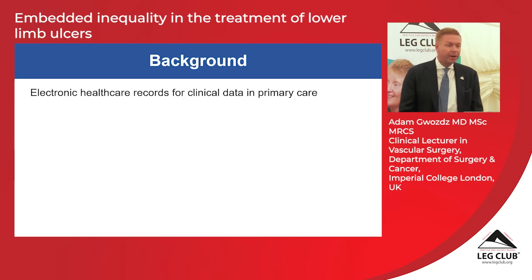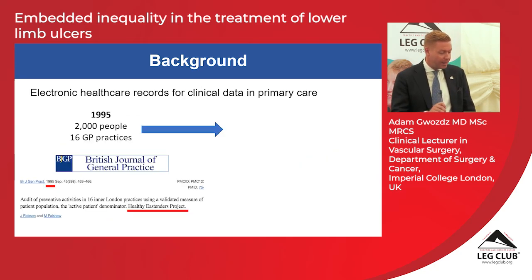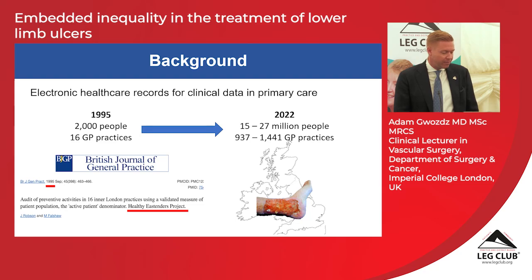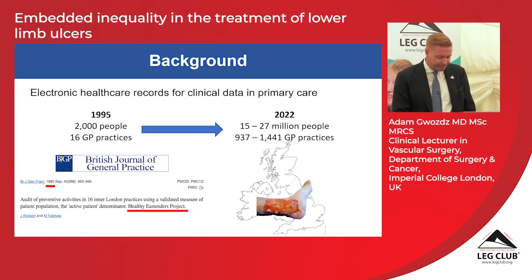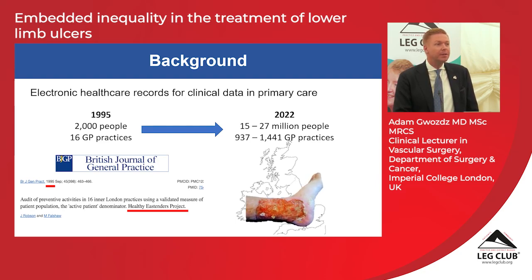So the electronic health record story is an interesting one. 1995 was the start of it. We've got a publication here: 2,000 people in the registry that have electronic health records, and 16 GP practices that took part. And this is vastly different in 2022. We now have up to 27 million people in the electronic health record system, and nearly 1,500 GPs that participate. So what does this mean for leg ulcers? What can we do with this data, and what questions can we get answers to from it?